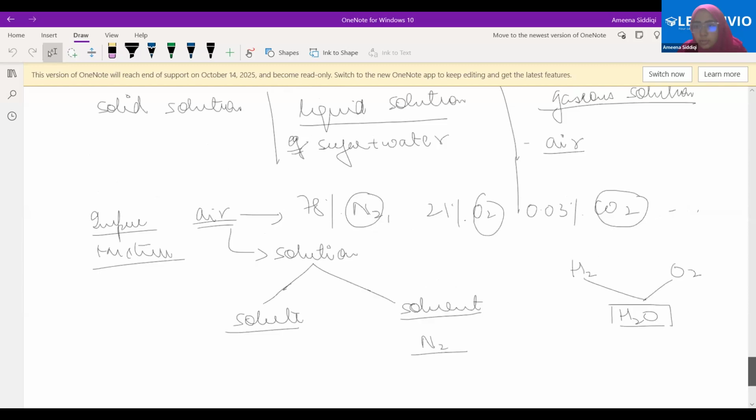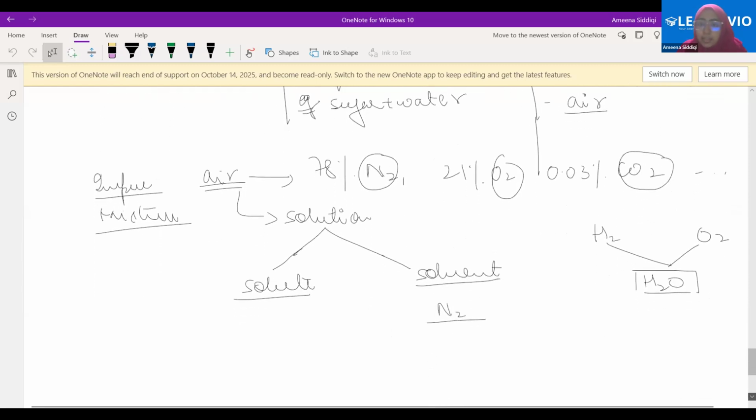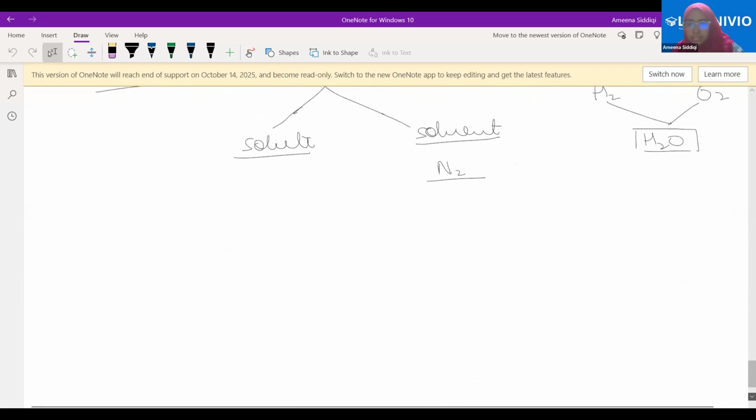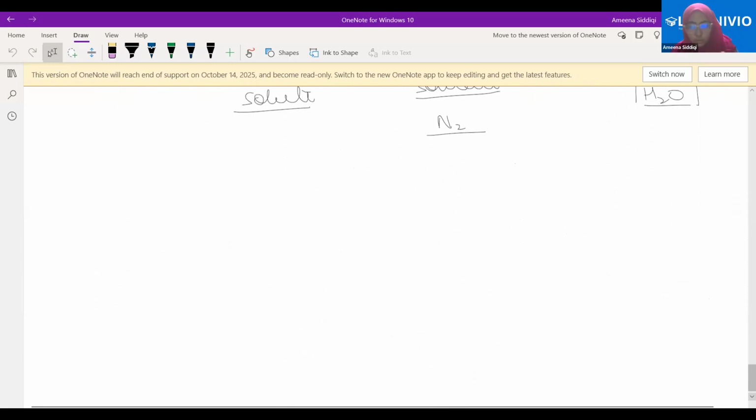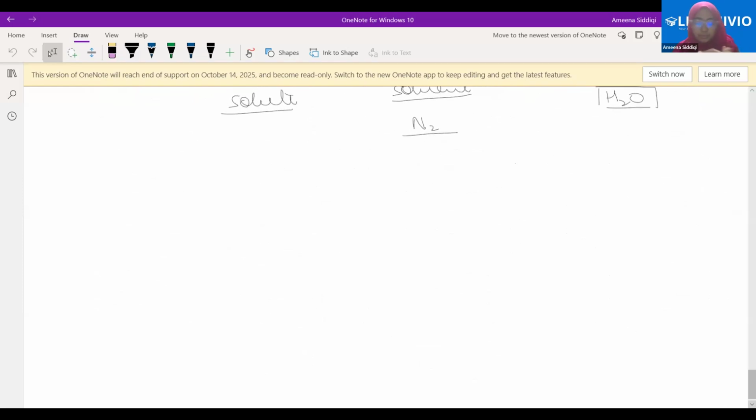Okay. Now coming on to the next point. We said that the state of the solution will be determined by what? Lokia will answer this. Lokia, the state of the solution will be determined by what?